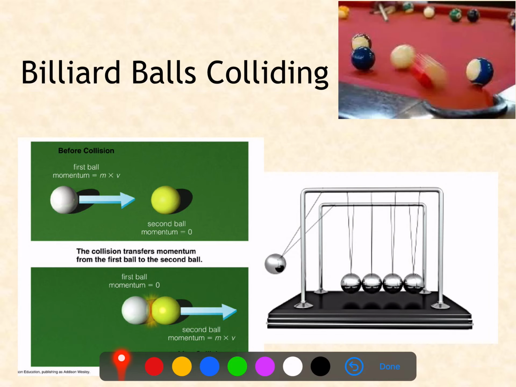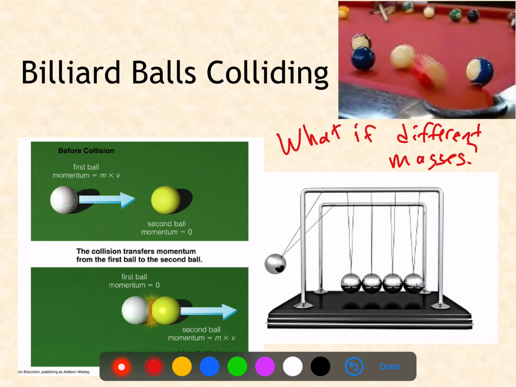I would like you to think about this question, though. What would happen if there were different masses? Instead of the billiard balls being equal in mass, what if one was more massive than the other? And if there was an elastic collision in that case, what would it look like? That's some food for thought. I want to move on to a couple more examples. We're going to do 2 more examples in 1 dimension, and then we're going to do a 2-dimensional example.